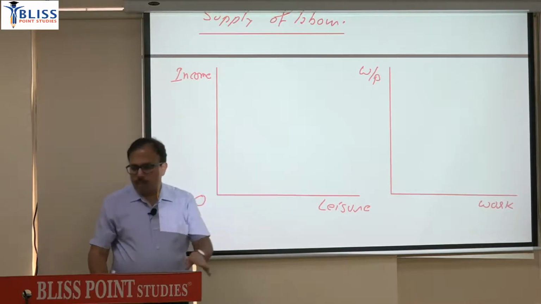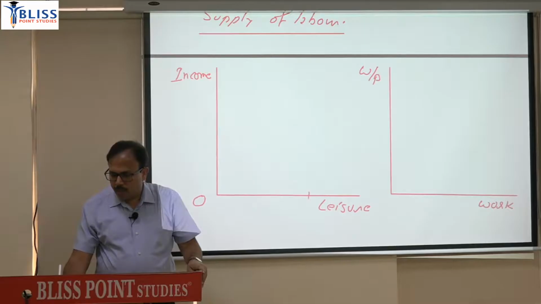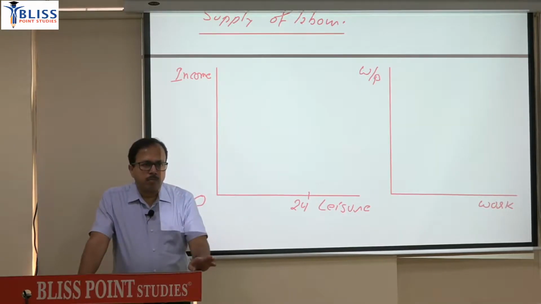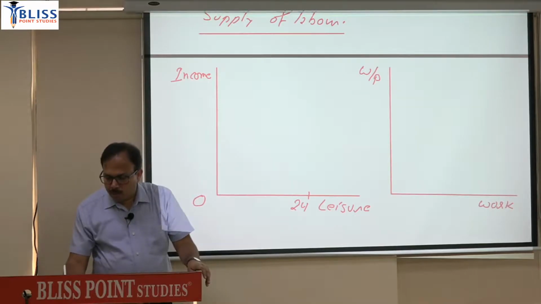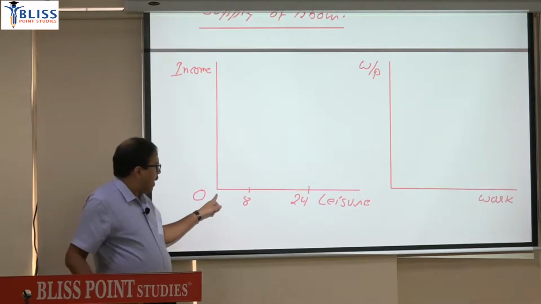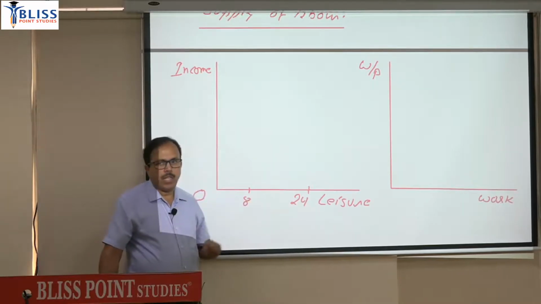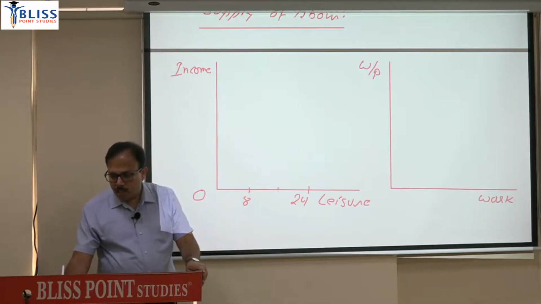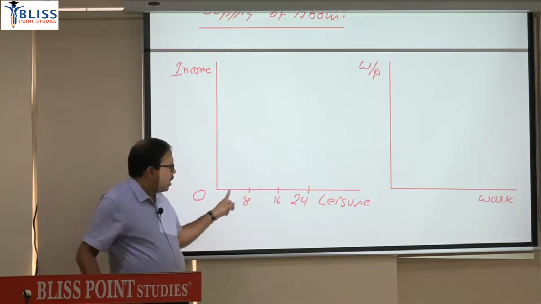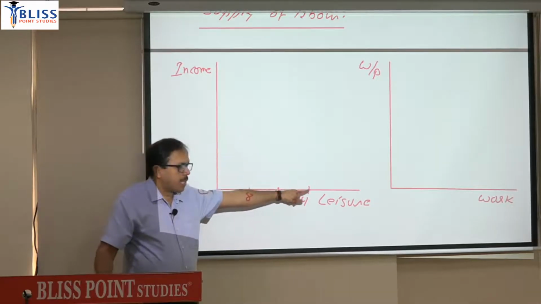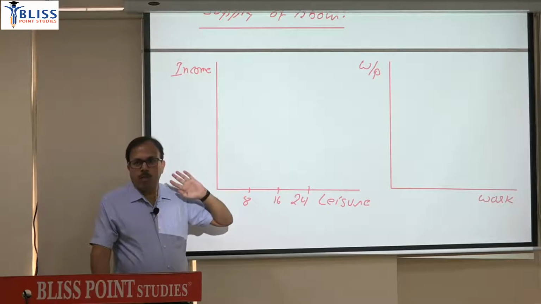Suppose I am giving the example of individuals. Everyone is having endowment of 24 hours. That 24 hours is available for work as well as for leisure. If I mark any number here, suppose I write 8, then you have to read 8 as 8 hours for leisure. So remaining 16 for work. If I mark here 16, then you will need 16 hour for 8 hour for work. If I mark 24, then all 24 for leisure, no work.